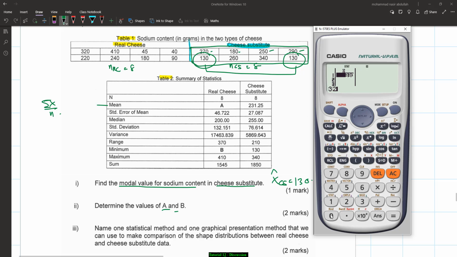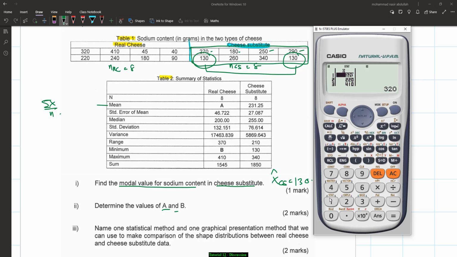This is 320. And then we have 220, 410, 240, 45, 180, and then 40, 90. So we have 8 values lah.